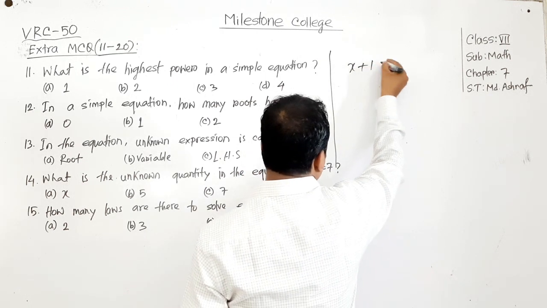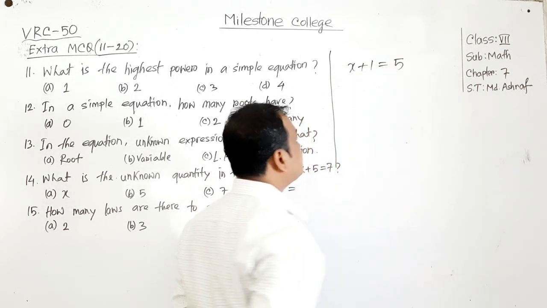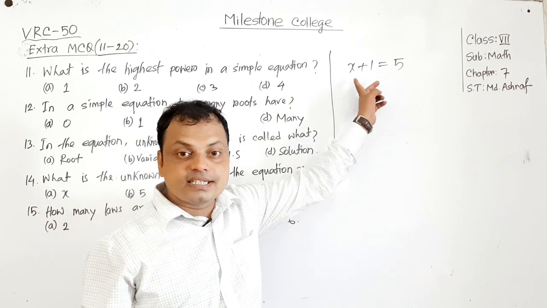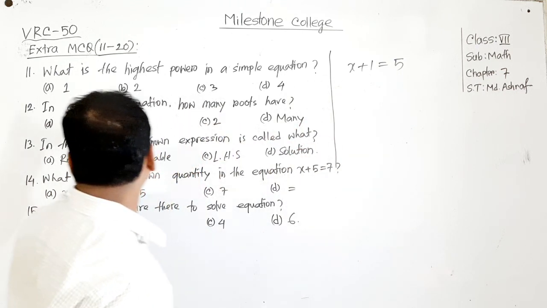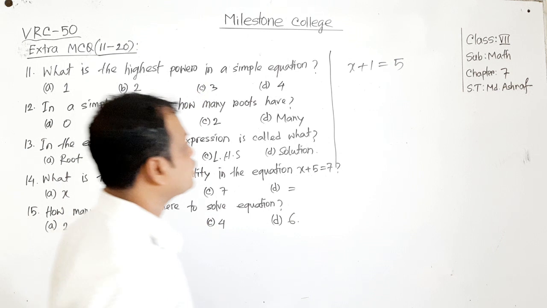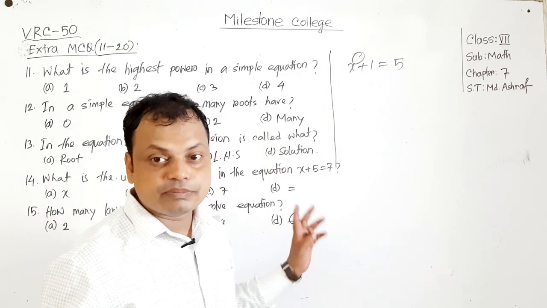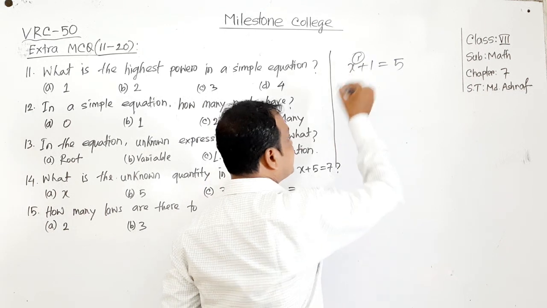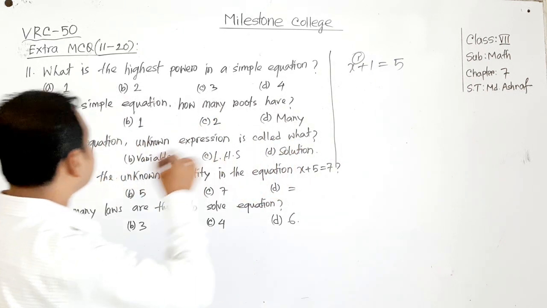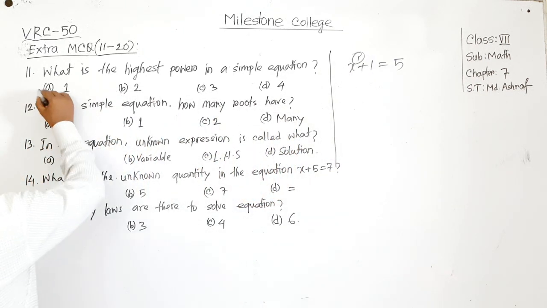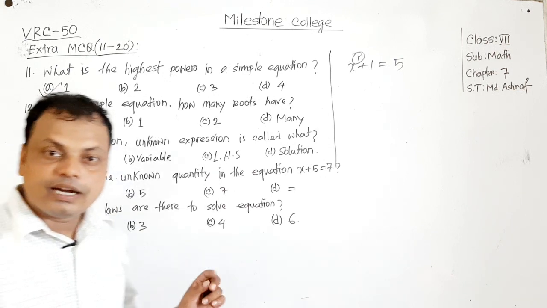x plus 1 equals 5. So it is a simple equation. The question is the highest power in a simple equation. So what is the power of the variable? Here there is nothing written, that means there is 1. So the highest power in a simple equation will be 1. The answer will be 1. Have you got it?